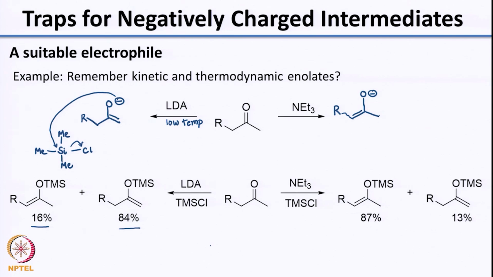So similarly, when you add triethylamine and TMS chloride, now what you are doing is, what you trap is both the kinetic and the thermodynamic enolate, but you see that the thermodynamic enolate is the major product.